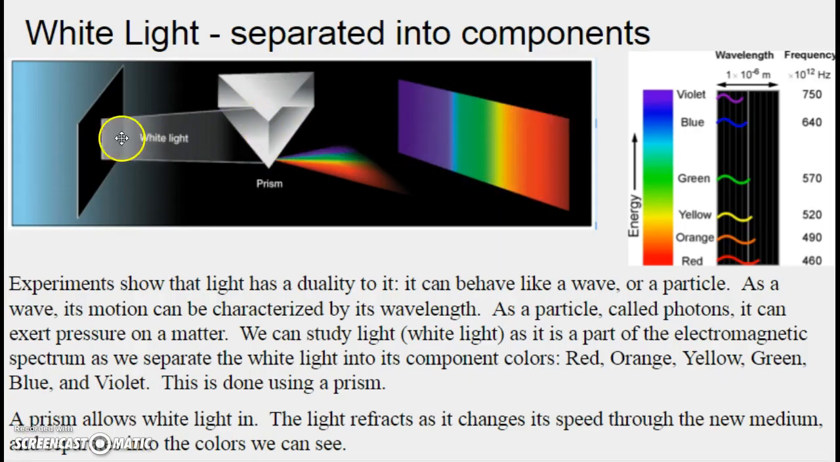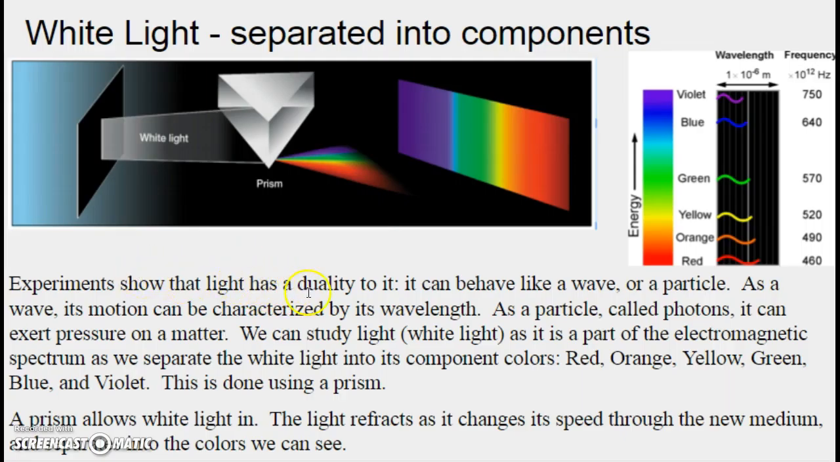So here's a prism. As white light enters the prism, it refracts. As it bends by changing its speed, it is separating it into its individual components. And this is where we get our Roy G. Biv colors. We're separating it into its individual characteristics.